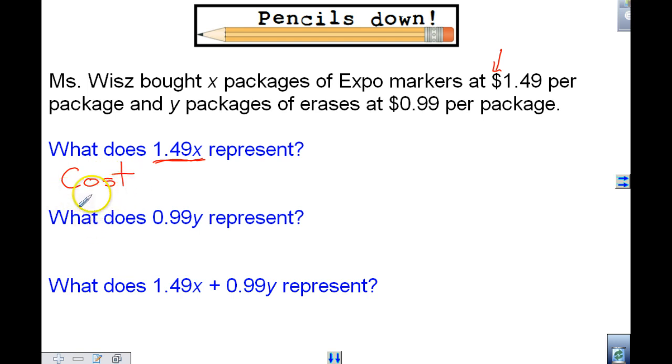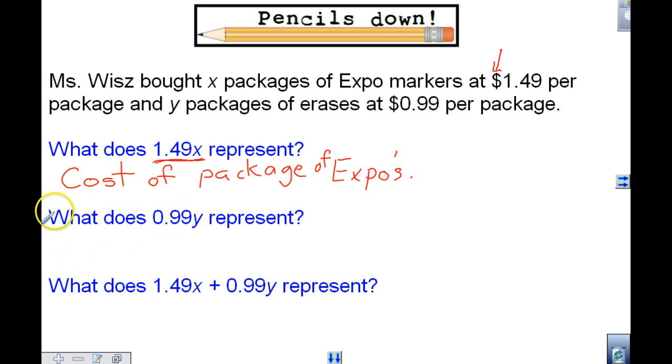Is this good enough? Is this descriptive enough? You're saying it's the cost? Cost of what? Cost of a package of extra markers. And you have to write this out on your homework, tests, quizzes. Some of you are really not used to explaining yourself like this. Some of you have a learning curve. Others are just like, yeah, I always do.